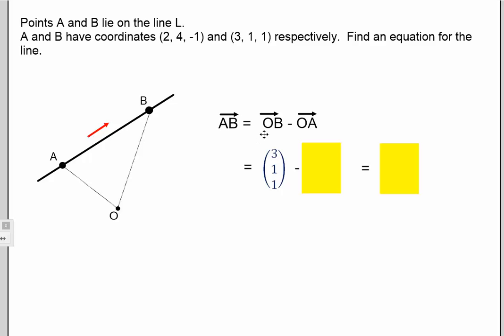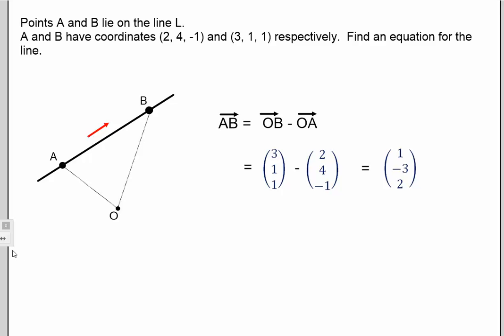Now just putting in the actual vectors, so AB is OB minus OA. Well, OB as a vector is (3, 1, 1), minus OA as a vector, which is (2, 4, -1). Well, subtracting those, we get (1, -3, 2). So there's our direction vector for the line.